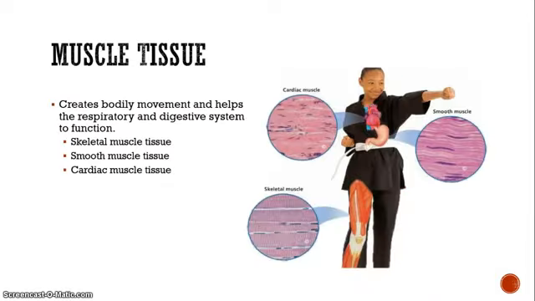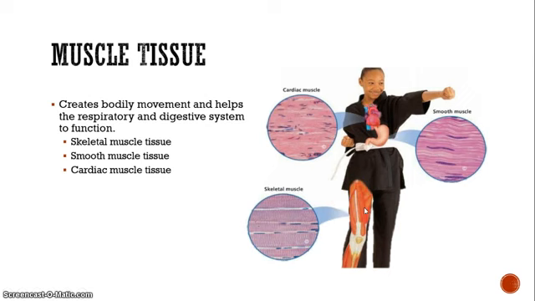Muscle tissue creates bodily movement and helps the respiratory and digestive systems to function. 3 types of muscle tissue are skeletal, smooth, and cardiac. Skeletal muscle tissue is under voluntary control, and when it contracts, it creates bodily movement. Skeletal muscle is the largest component of red meat animal products. And it is here. It's what you see on the leg, on the arms. It helps all of those things move.